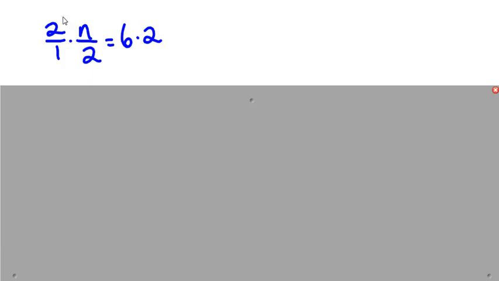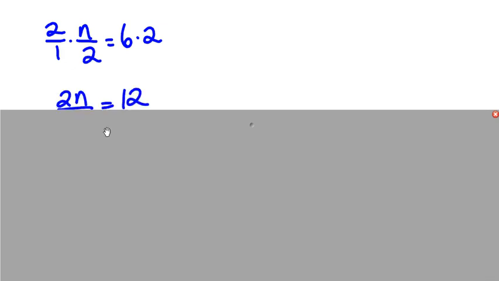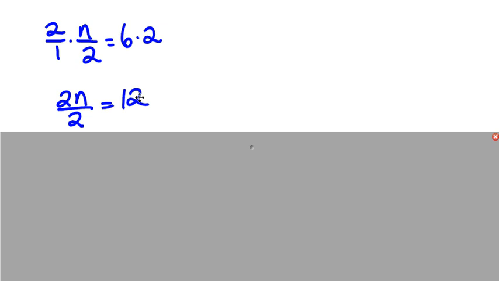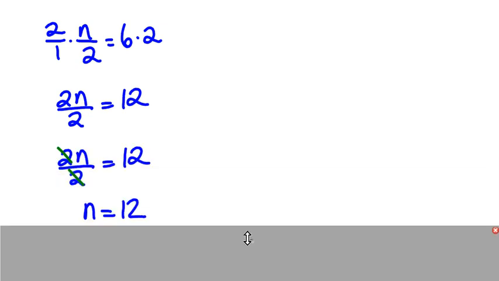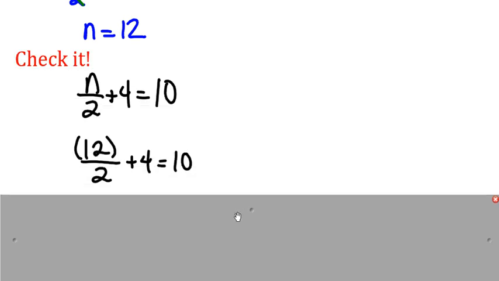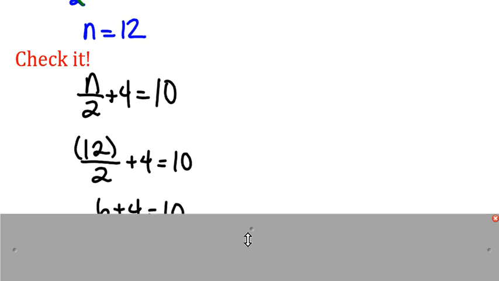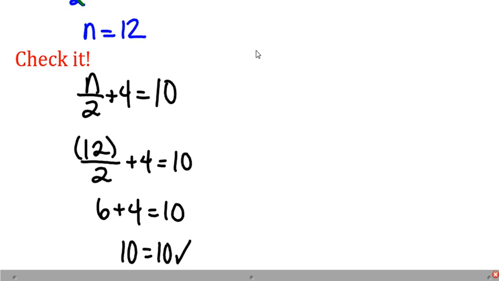A quick reminder, when we're multiplying fractions, we multiply across numerators and denominators. So that would be 2n over 2 equals 6 times 2, which is 12. Now remember, these will divide out and make a 1, so we have n alone, so n equals 12. Last thing we have to do is verify that this is the correct value for n to make that equation true. So we substitute 12 in for n and see if it works. Order of operations, take care of the division. 12 divided by 2 is 6. 6 plus 4 is 10. So we have the correct value for the variable to make the equation true.